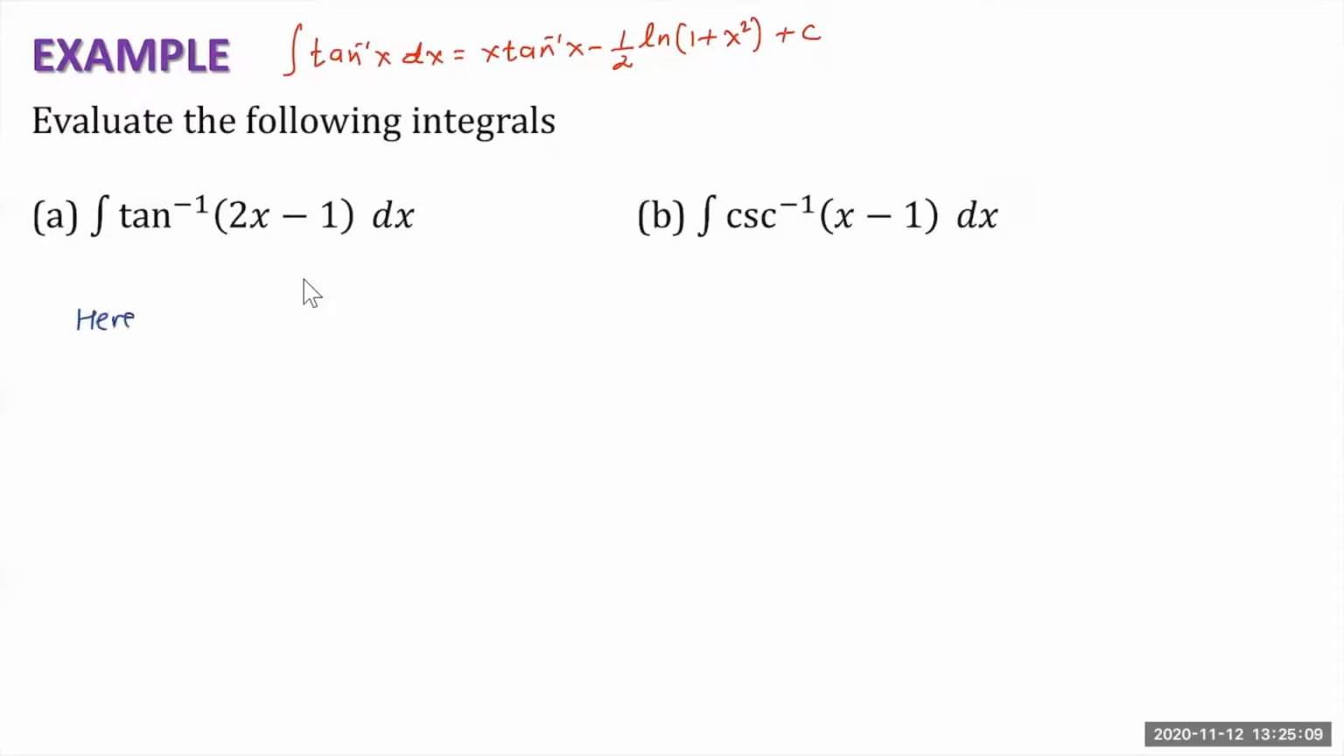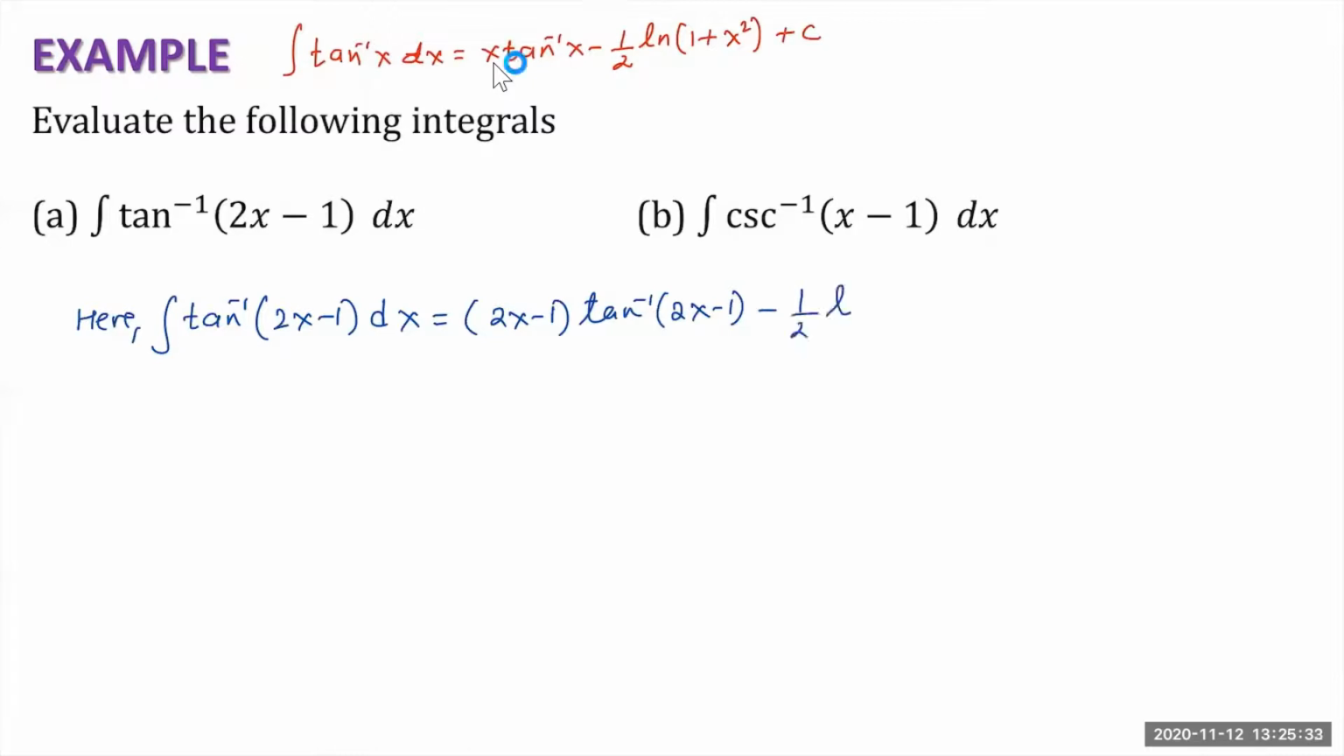So here we have the integration of tangent inverse 2x minus 1 with respect to x. In place of x, I have 2x minus 1. So if I use that formula, in place of that x, I'll write 2x minus 1, and then tangent inverse 2x minus 1 minus half times the natural log of 1 plus x squared. In place of x, I have 2x minus 1, 2x minus 1 squared. We have to divide all these by the derivative. The derivative of 2x minus 1 is 2, and then plus c.